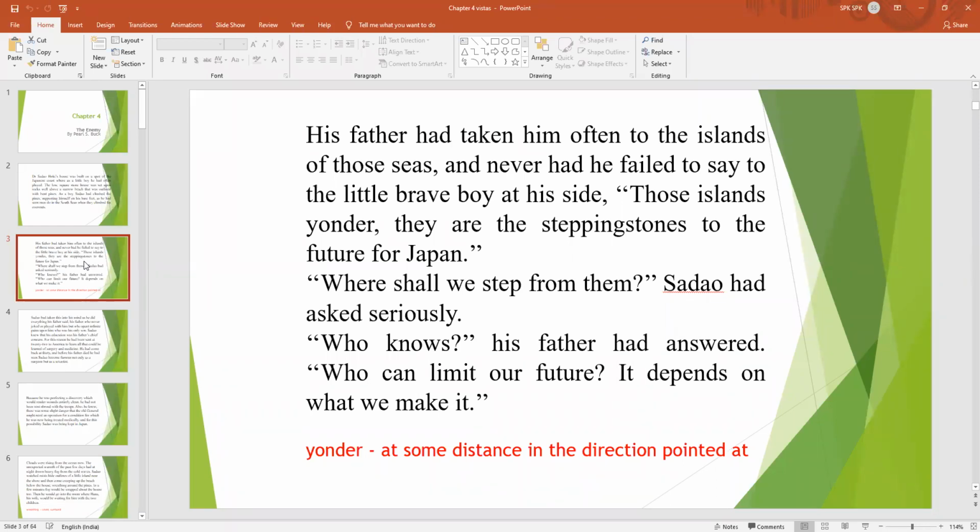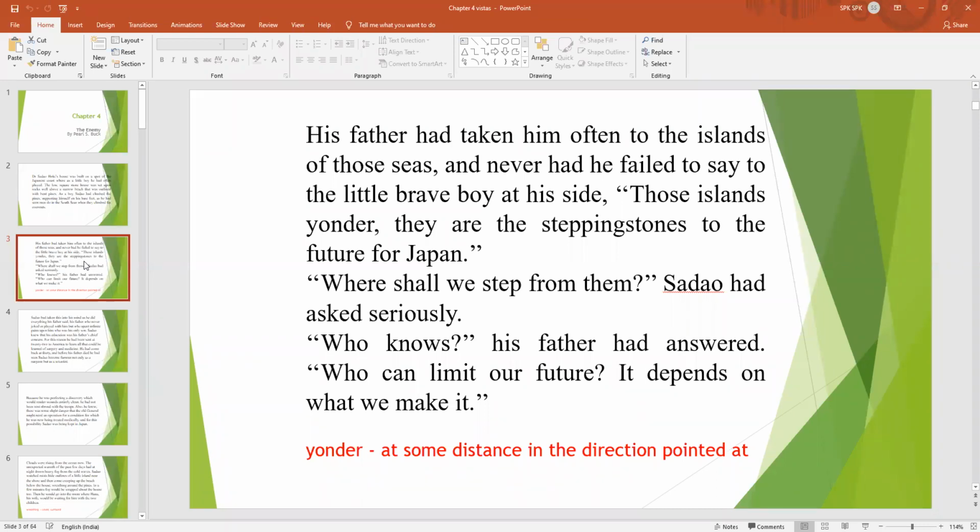Dr. Sudhir, when he was a child, would very seriously ask his father, "Where shall we step from them?" Where would they reach from those islands? Where would they go from those islands? "Who knows?" his father had answered. "Who can limit our future? It depends on what we make it."